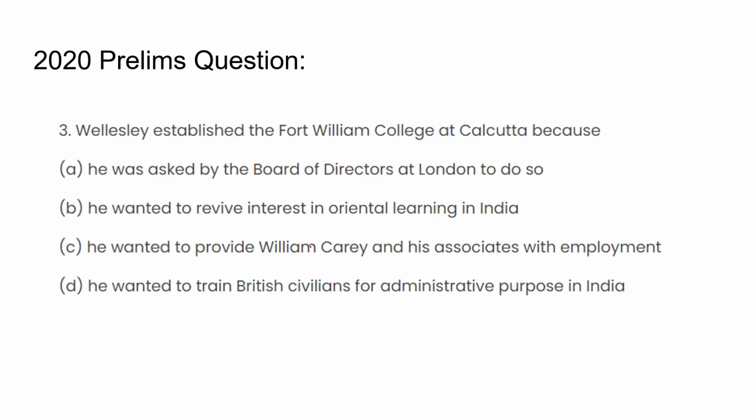Coming to the next question, this is again a 2020 prelims question. Wellesley established the Fort William College at Calcutta because: A, he was asked by the board of directors at London to do so, B, he wanted to revive interest in Oriental learning in India, C, he wanted to provide William Carey and his associates with employment, D, he wanted to train British civilians for administrative purposes in India.